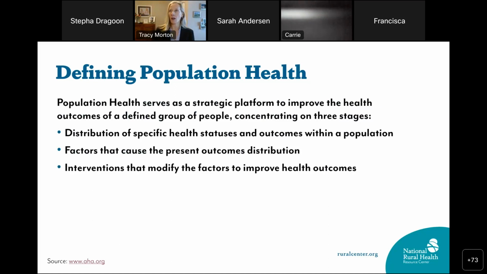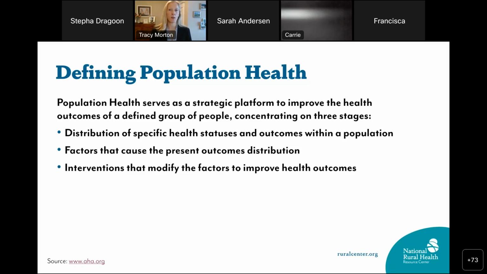The health status could be diabetes. It could also be an individual's perception of whether I'm in fair, moderate, or poor health. So the distribution of that health status, and then the factors that interact with or intertwine with how that distribution comes to be. And then lastly, in the platform is, what are the strategic interventions that we can take to improve those health outcomes? And so population health in itself is a concept, and how we manage population health is really the verb, about instituting strategies and actions to address the health needs of a specific population.